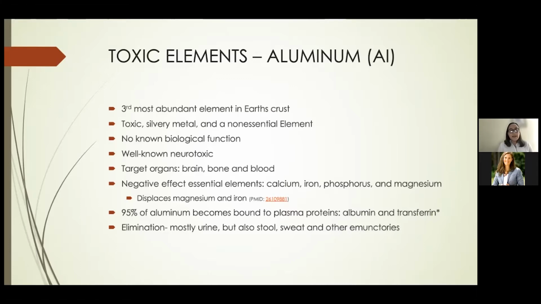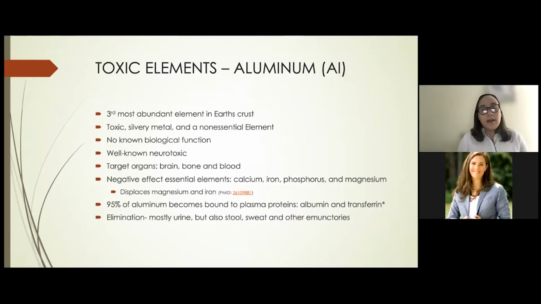So, negative effects on essential elements: it negatively affects essential elements, like calcium, iron, phosphorus, magnesium, especially magnesium and iron. It tends to displace them and cause an array of symptoms. We know magnesium is a cofactor for hundreds of different enzymes, and iron, obviously, high levels of aluminum displacing iron can cause a form of anemia. 95% of aluminum is bound to plasma protein, albumin, and transferrin, transferrin being where it's mostly bound.